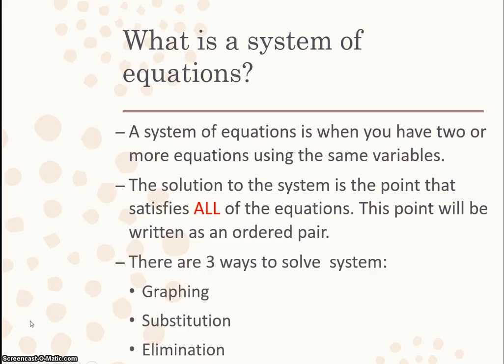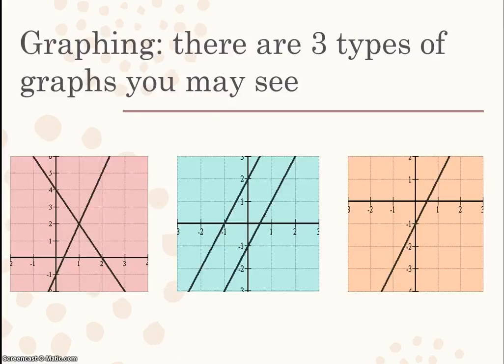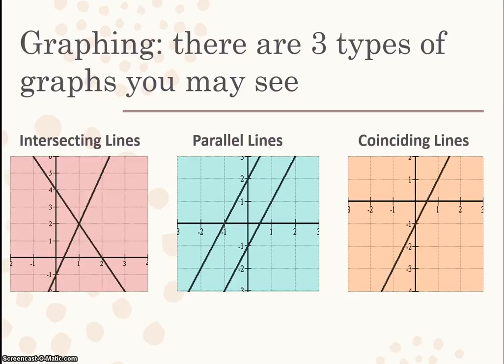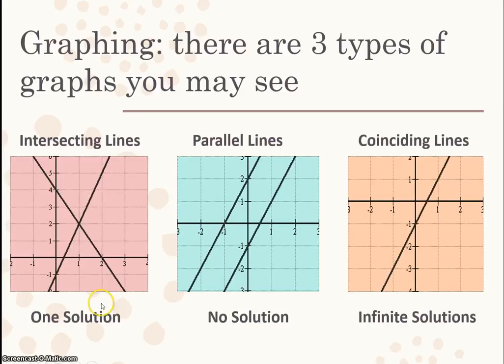There are three ways to solve a system. You can graph it, you can use substitution, or you can use elimination. In graphing, there are three types of graphs you may see. You could see intersecting lines, which would give you one solution. You could see parallel lines, which give you no solution because the lines never cross. Or you could see coinciding lines, which is one line directly on top of another, and this gives us infinite solutions.